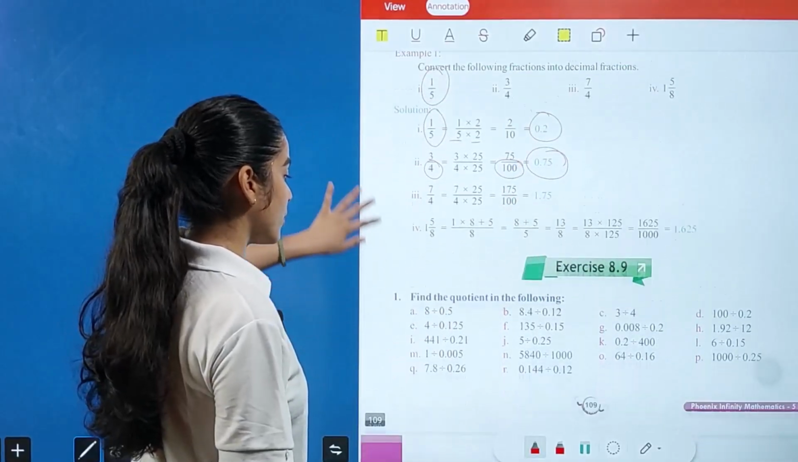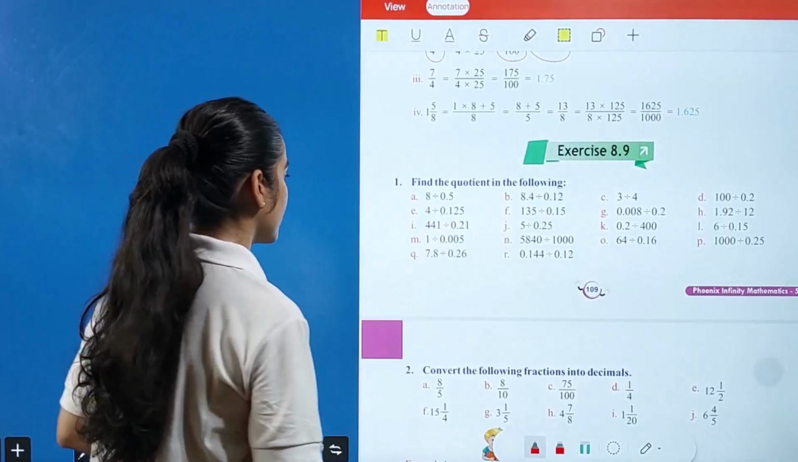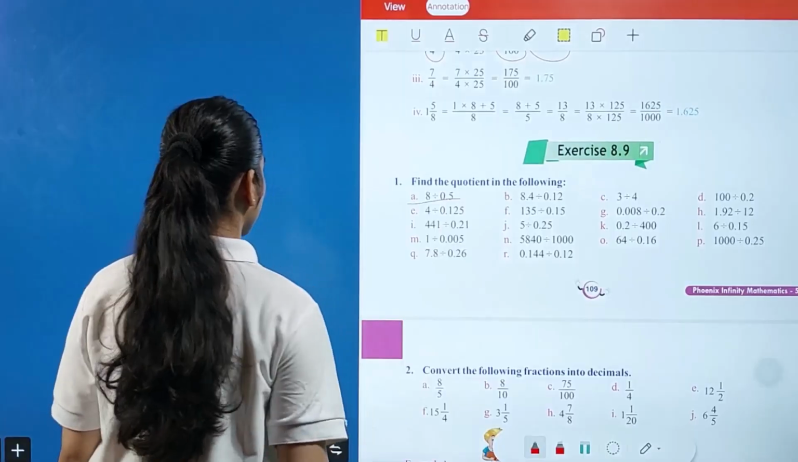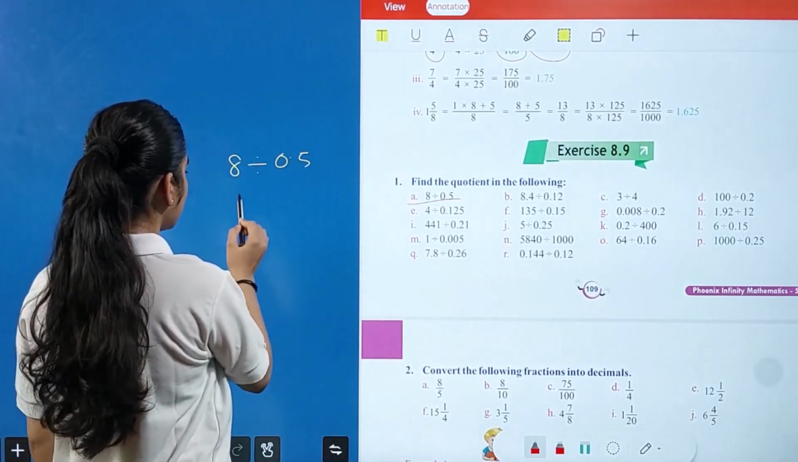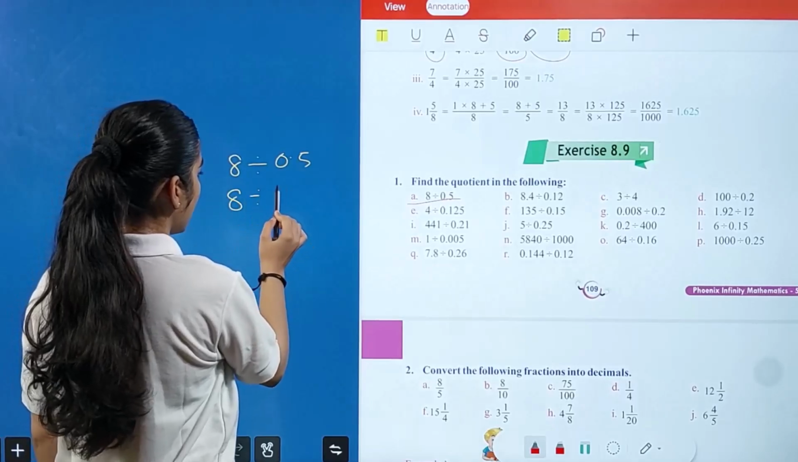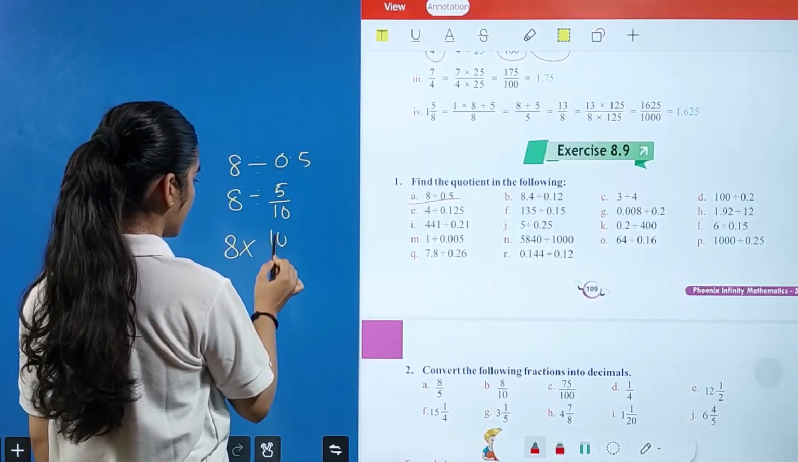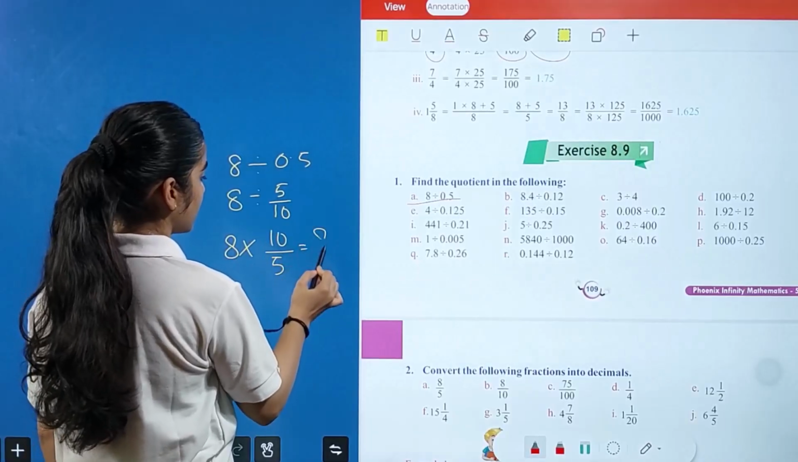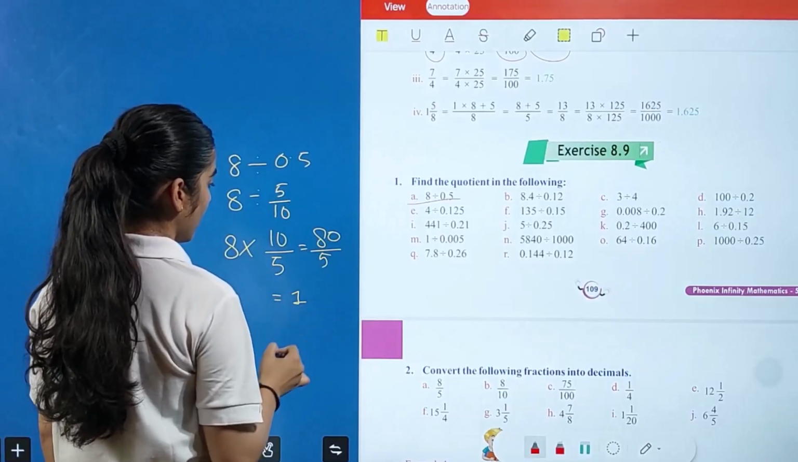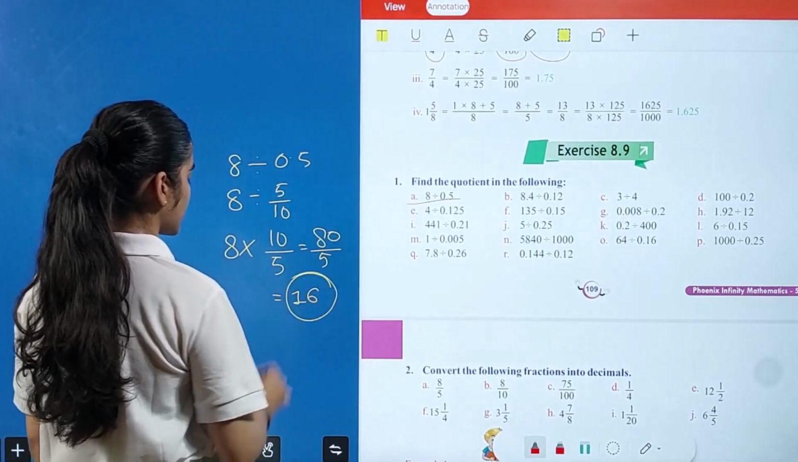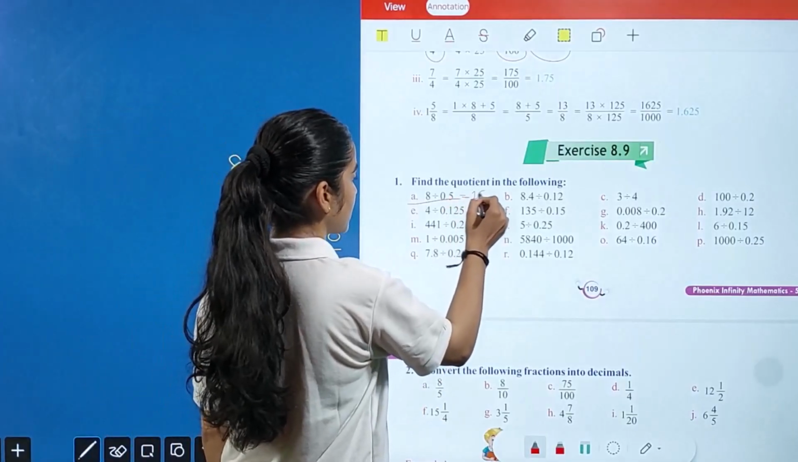Now we move forward to our exercise 8.9. Find the quotient in the following. Here we have question number 1, 8 divided by 0.5. First we have to change it to 5 upon 10. Now we have to take the reciprocal of this. So the answer will be 80 upon 5, and you have 1 and 6. So 16 is your answer for this.